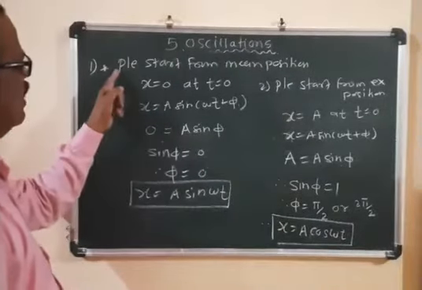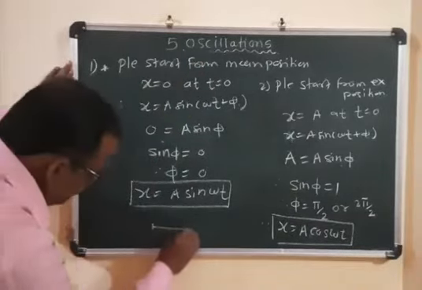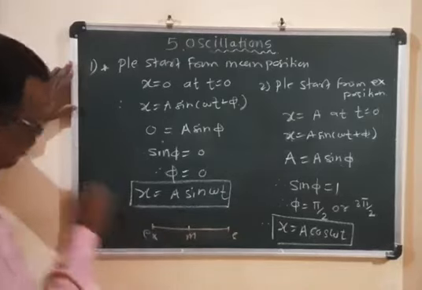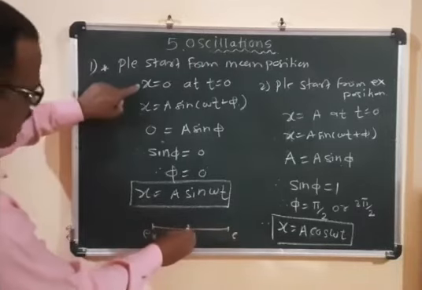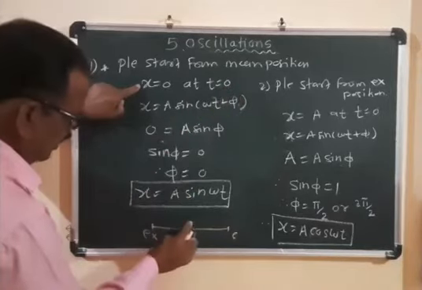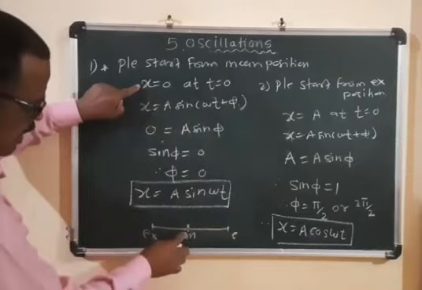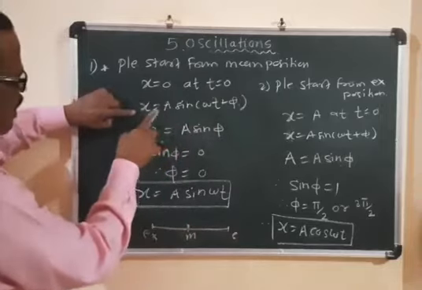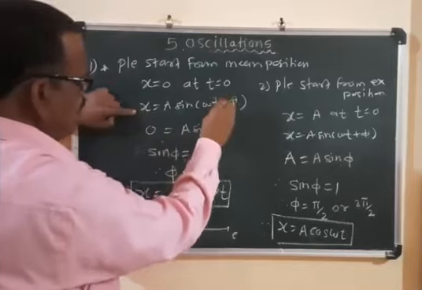This is the first case. Particles start from mean position. This is the mean position, extreme position, extreme position. Particles start from mean position. Therefore, x is equal to 0 at t is equal to 0. The particle, wherever it goes, is here at the start: t is equal to 0 and x is equal to 0. There is no displacement. Substitute these two values in the displacement formula.